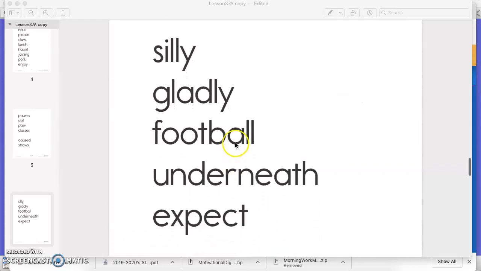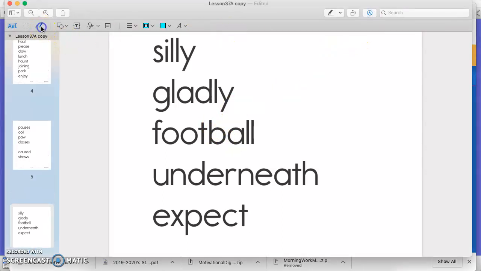Here we go. These are our syllables. Let's go ahead and snap it. Our first word is silly. Snap it. Silly. So I see a vowel, consonant, consonant, vowel, and we split it between the two consonants, the two L's. Silly.